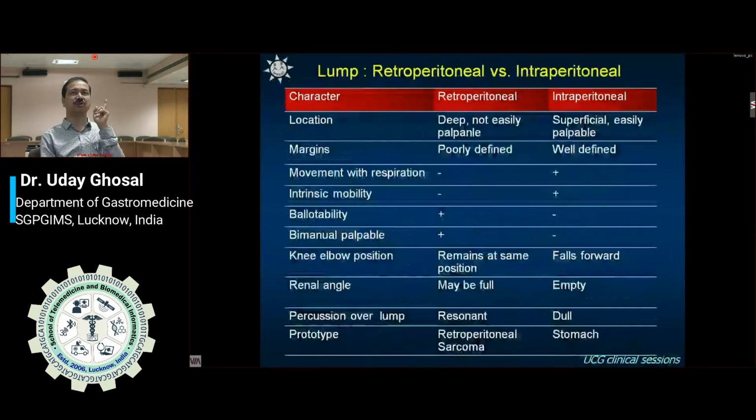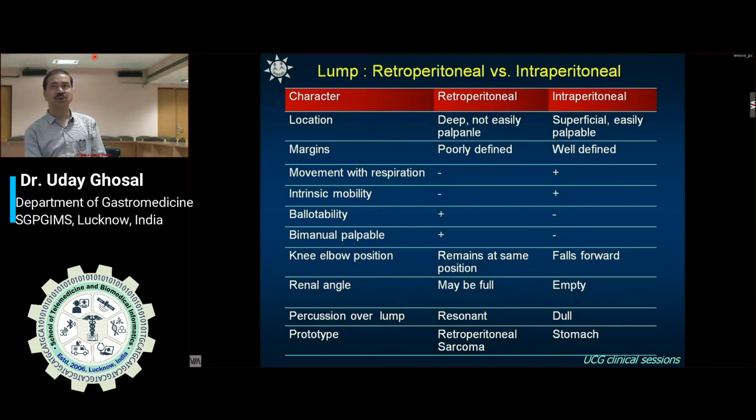Not previous. So this is the chart to differentiate retroperitoneal and intraperitoneal lump. This is very, very important. For example, retroperitoneal lump is deep, not easily palpable. Intraperitoneal lump is more superficial and easily palpable. Margins are poorly defined in retroperitoneal. The reason is it is not very easily palpable, that's why. Whereas intraperitoneal, margins are well defined.